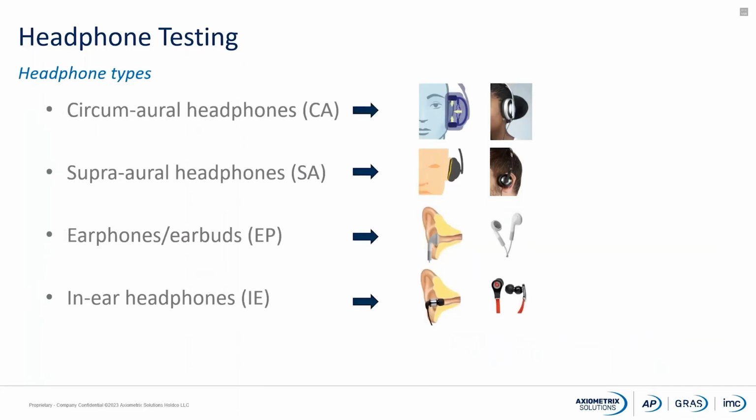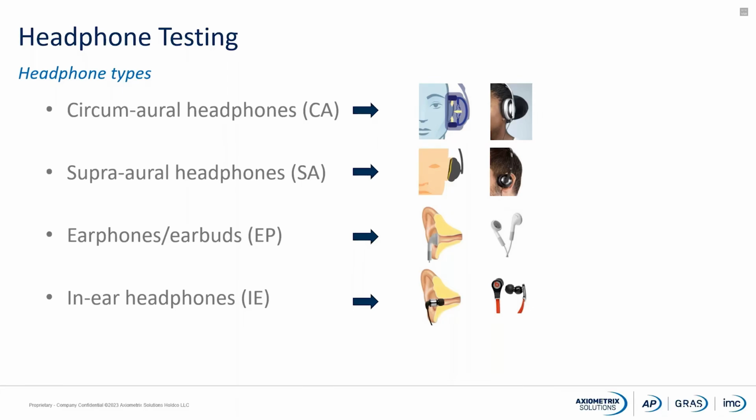Headphone types. We have 4 different types. Circumaural headphones, also called over-the-ear headphones. These headphones are covering the whole pinna or the whole ear, so the cups are covering the whole ear.